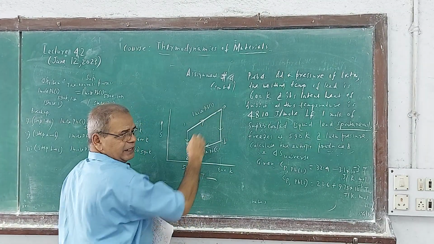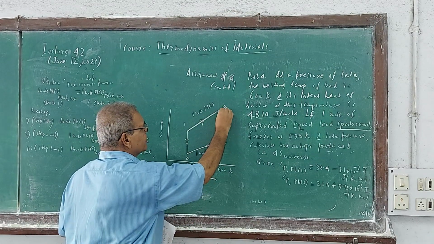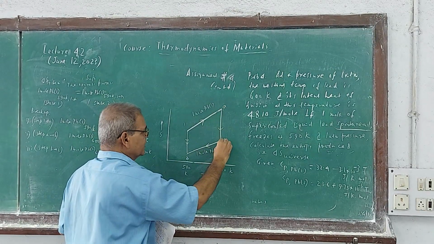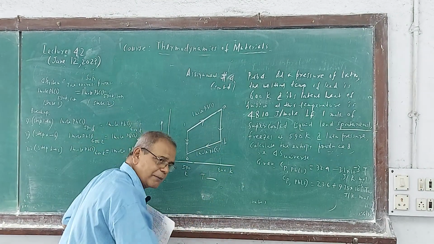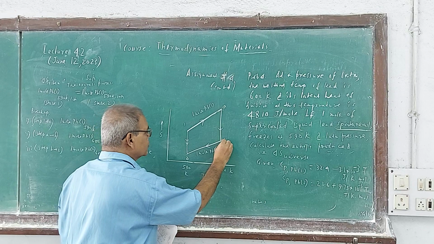Freezing. Okay, this is heating, and this is the freezing. What is the freezing? 1 mole lead liquid, and this is 1 mole lead solid. 1 mole lead liquid at what temperature? 600 Kelvin, the same temperature, freezing temperature same. 1 mole lead solid at 600.